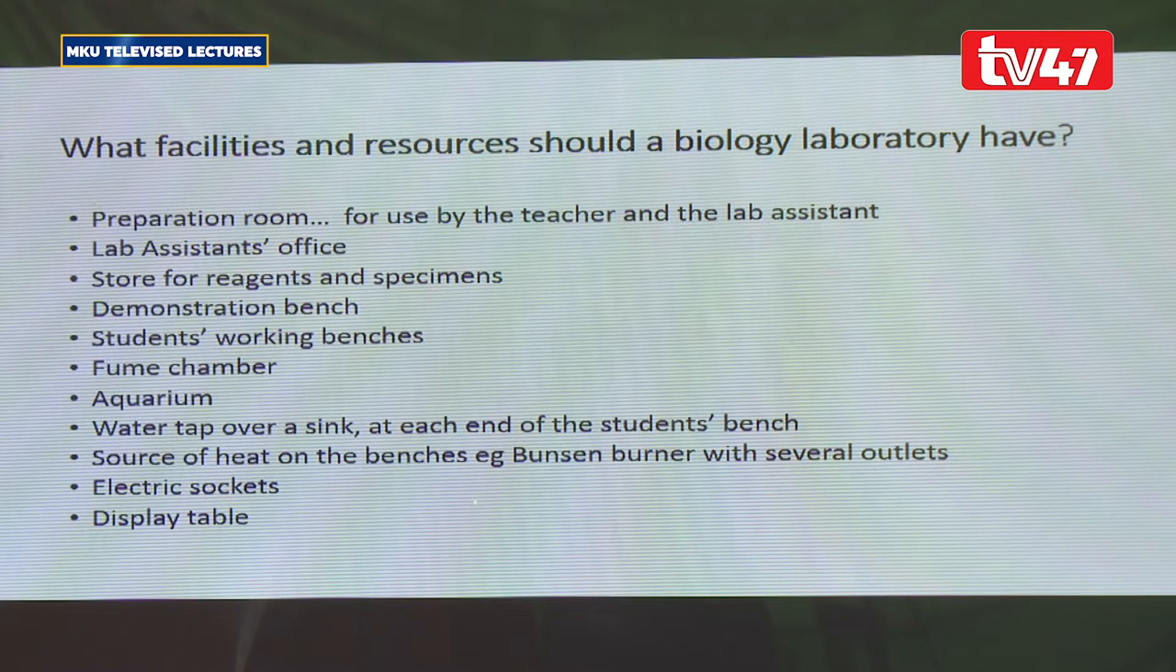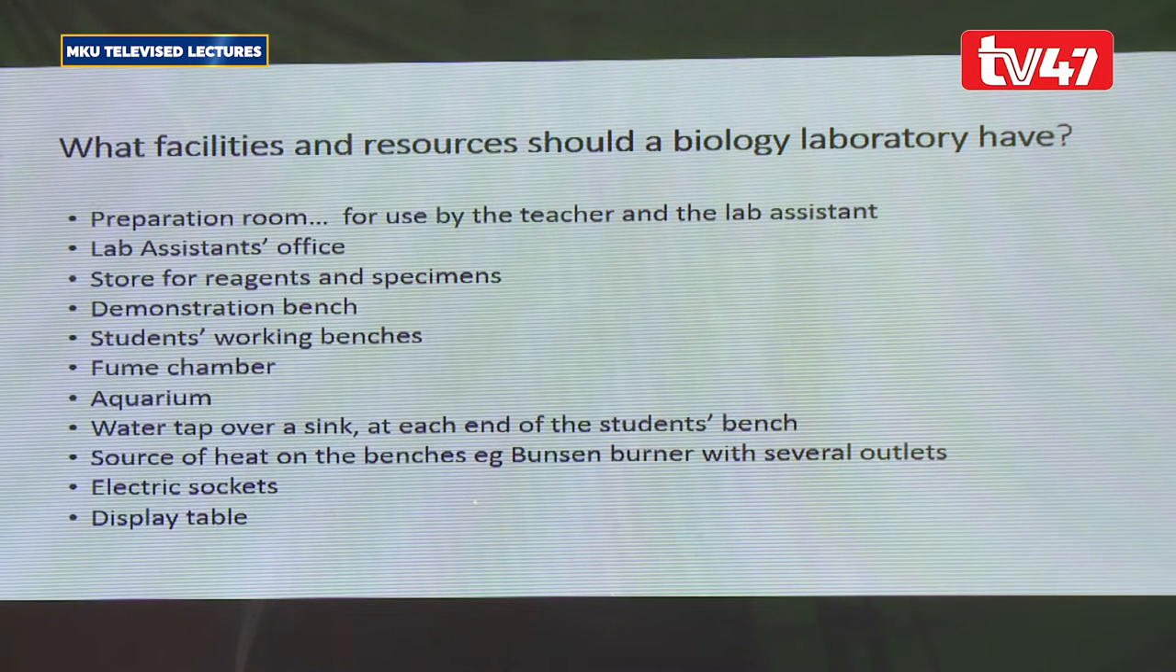We also need a demonstration bench for the teacher. So when the teacher is demonstrating a procedure or an equipment like the microscope, the teacher will use that table and the students come around it in a semicircular formation, and then the teacher can demonstrate how the microscope or any other equipment works. We also need the students' working benches, so when they are carrying out their investigations, whatever activities they are carrying out, they need space for that.